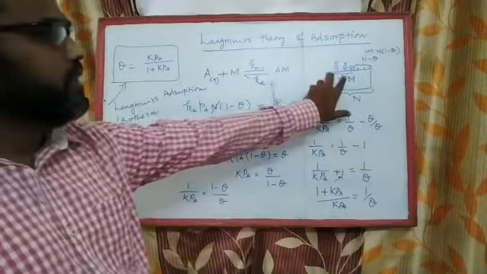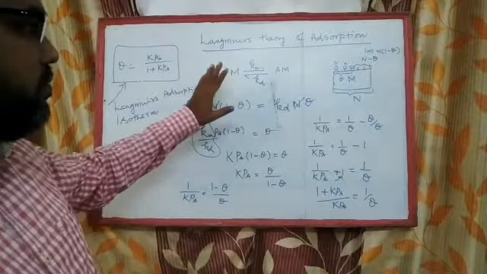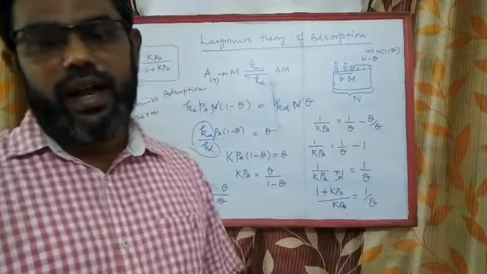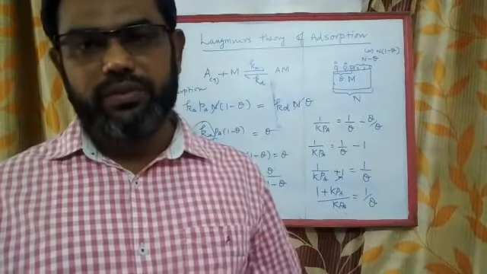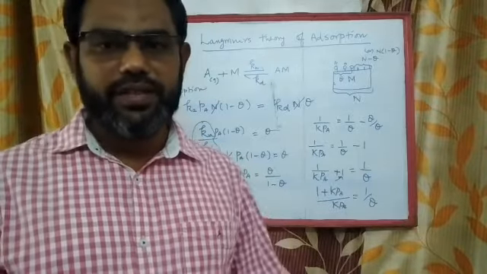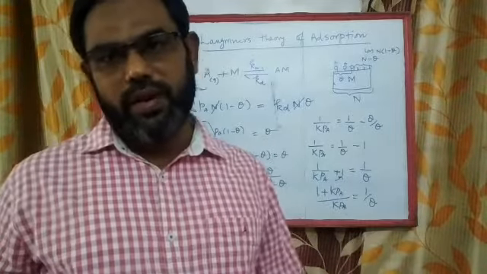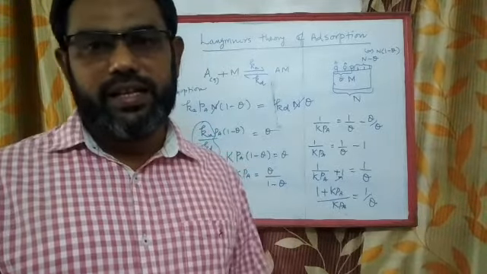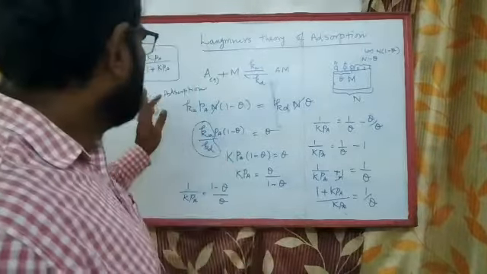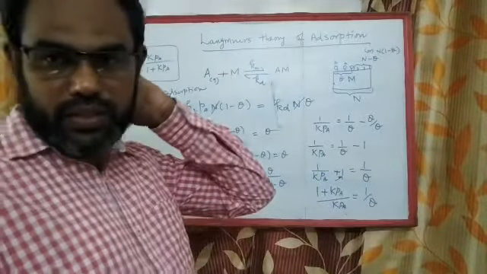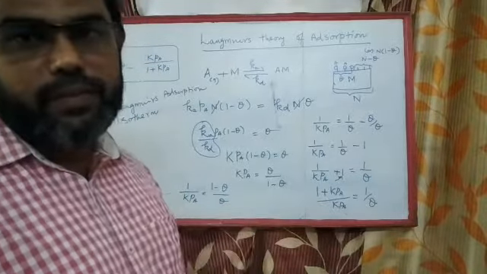Theta is nothing but the fraction of surface area occupied. But this equation is valid only under ideal conditions. First of all, no surface is uniform; surfaces are heterogeneous by nature. And number two, at low pressure a monomolecular layer can be formed, but at higher pressure this condition becomes invalid. Now let us study how Langmuir's isotherm varies at different pressures.